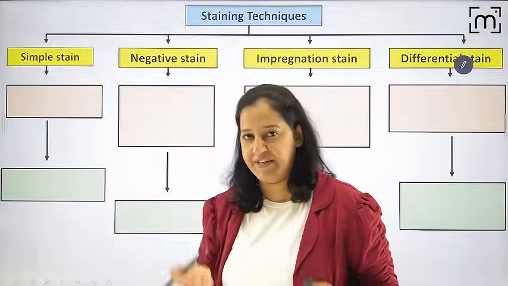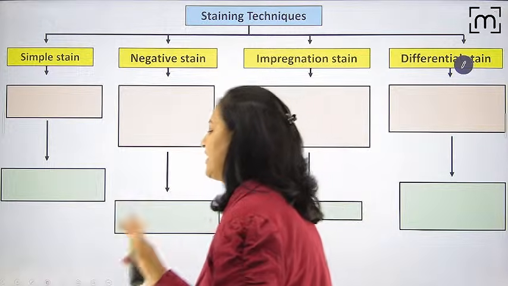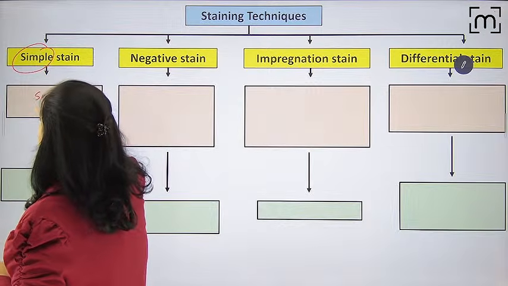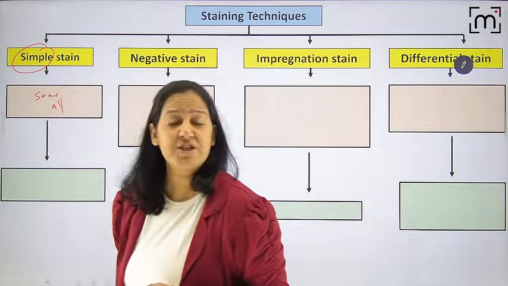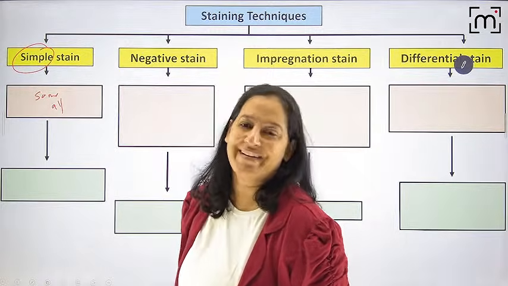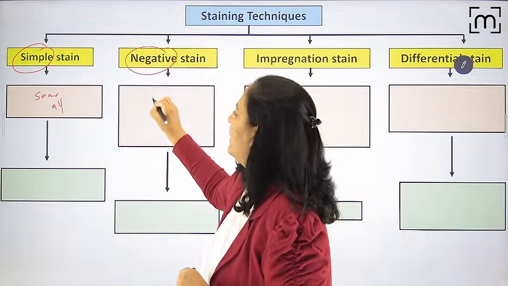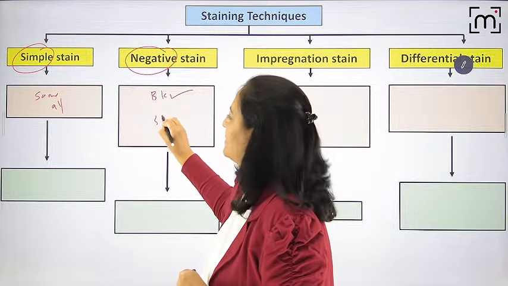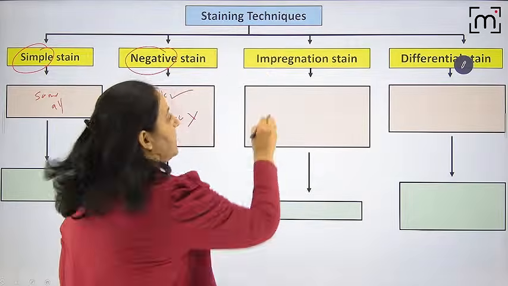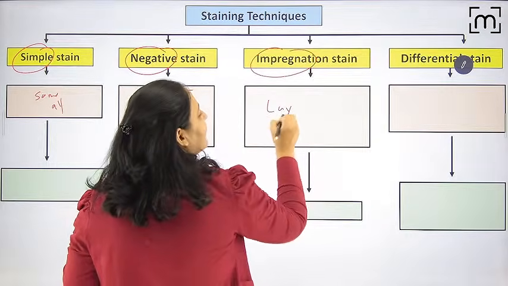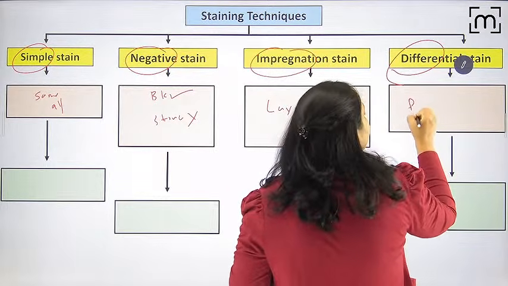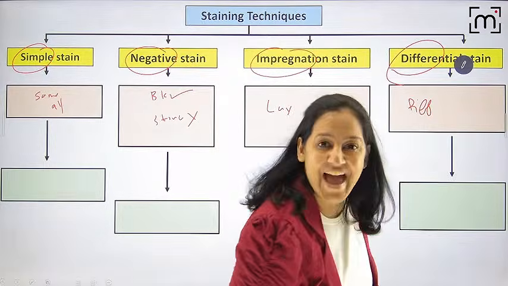4 types of staining. Can we revise it quickly? There are 4 types of stains. People, what is simple stain? It will give the same color to all bacteria. Who's attending the session from the beginning? Please write down. What is simple stain? It gives the same color to all bacteria. What is negative stain? Here, the background is stained, but the structure to be demonstrated is not stained. What is impregnation? Impregnation means layering, layer over layer. And what is differential stain? It gives different color to different bacteria.